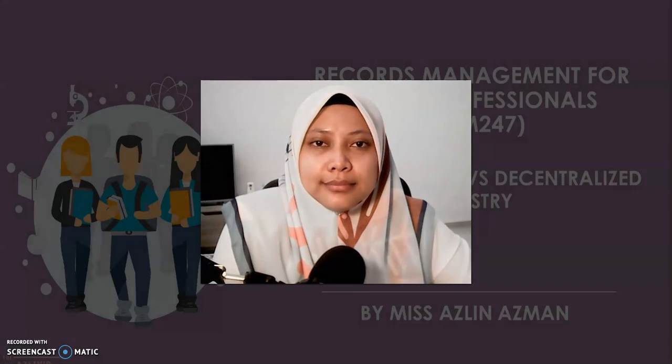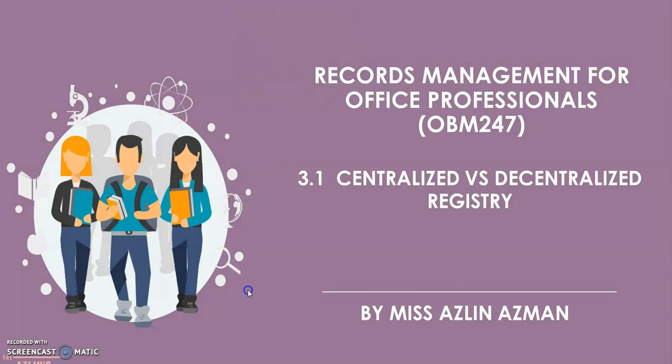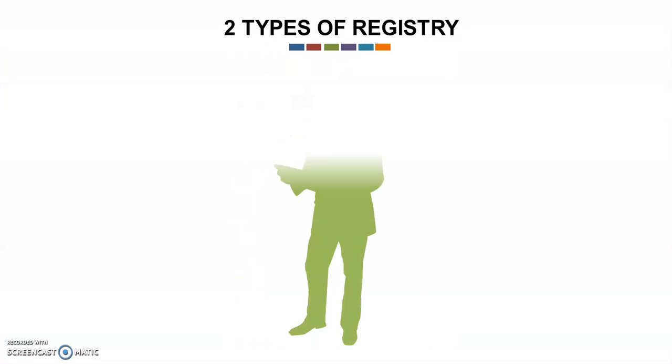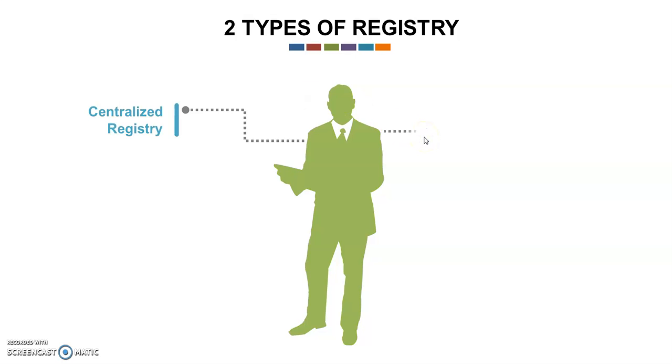So now, let's have a look at the centralized and the decentralized registry. When we talk about types of registry, it's actually divided into two. We have centralized registry and decentralized registry. The basic difference between these two is that a centralized registry has only one place for managing current record in that particular organization.